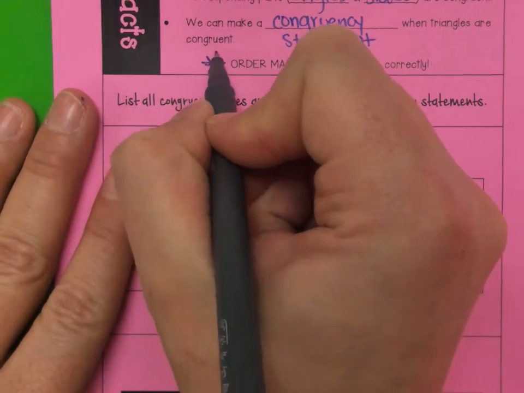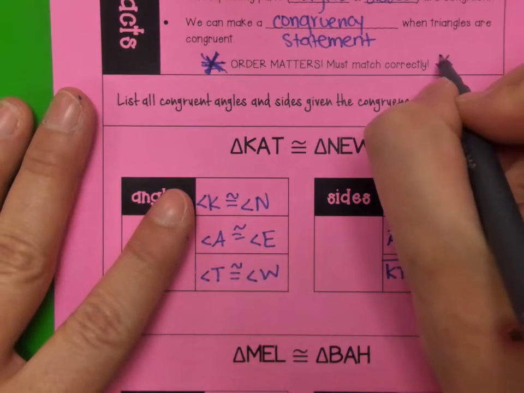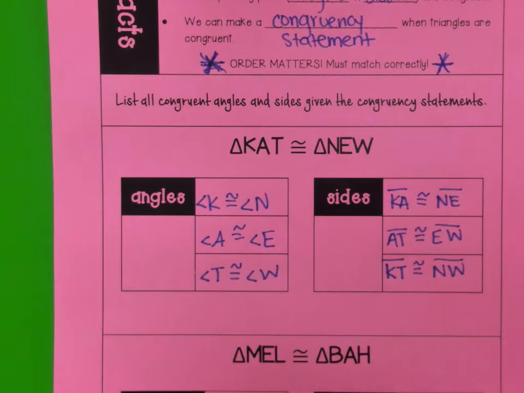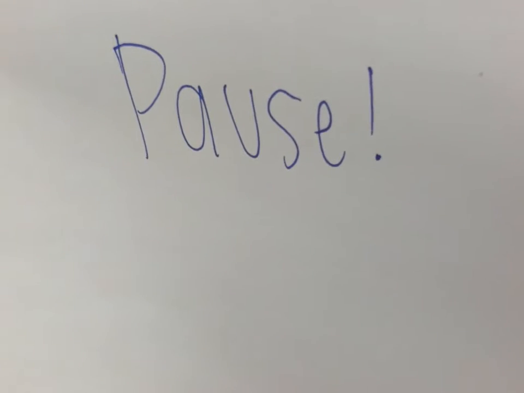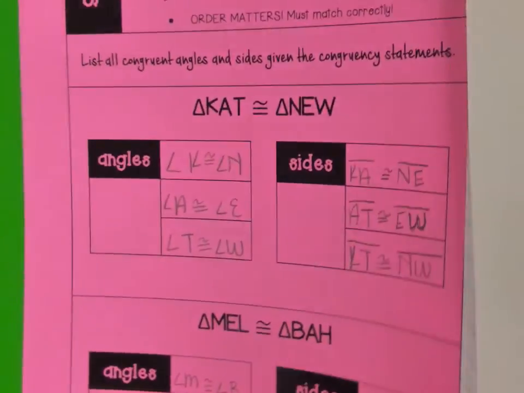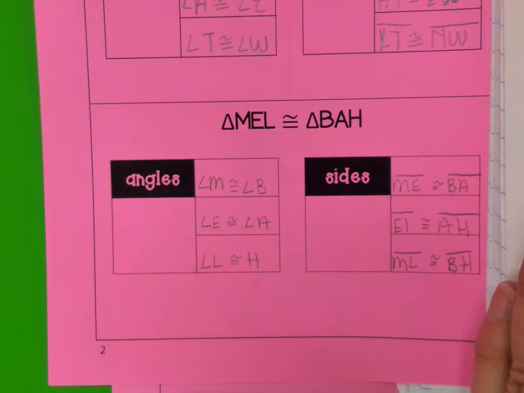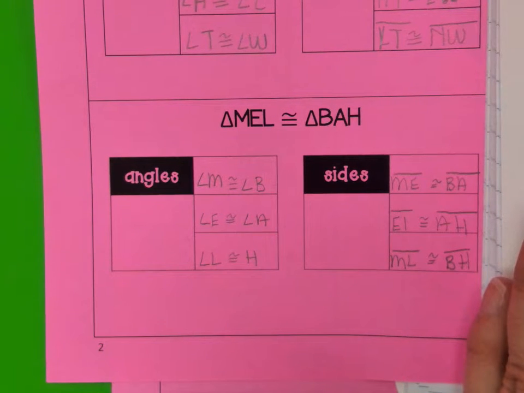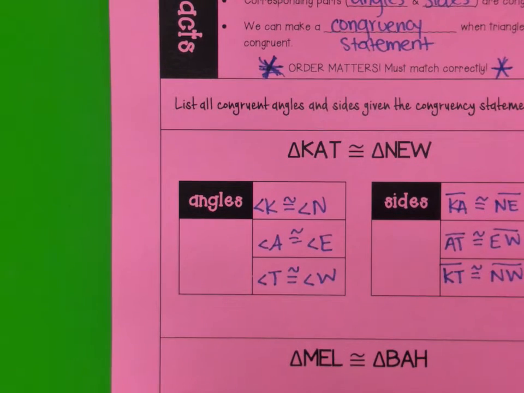And here's something that I forgot to point out and make you star. Order matters. Whatever is matched together is assumed to be congruent. So whatever comes first goes with the first. Whatever comes second goes with the second. You have to remember order matters because it makes a really big difference in your congruency statement. So take a second, pause your video, and do the bottom half. Sorry. How'd you do? Did you do okay? Yay! All right, let's look at our next one.